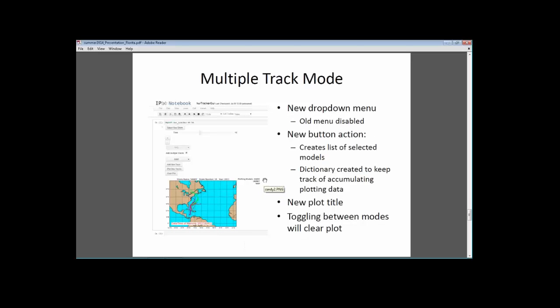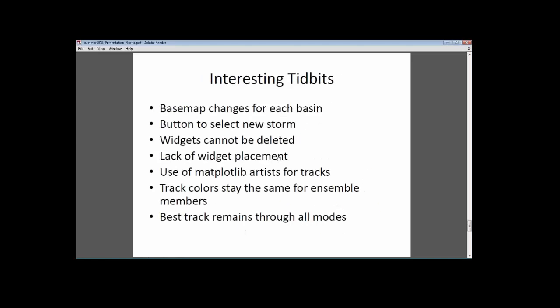And you can toggle between modes, the widgets will disappear, and then the top ones will be re-enabled. Some interesting things that I also put in: the base map changes for each basin. You saw the Atlantic Basin, but if the storm is in the East Pacific Basin, it will change the areas. Also, you can always return to select a new storm, and the storm selector widgets will pop up, and you can select a new year, a new storm, and everything.